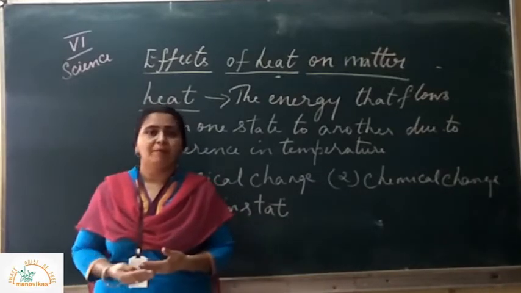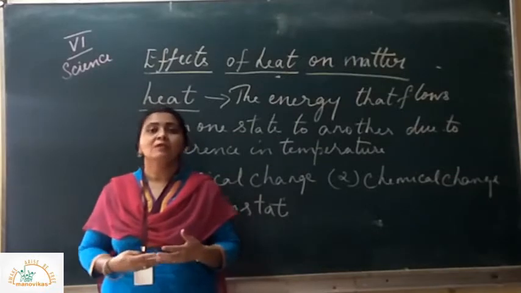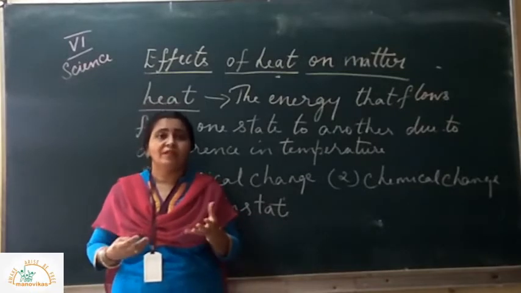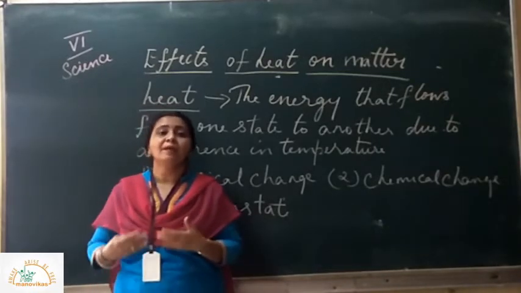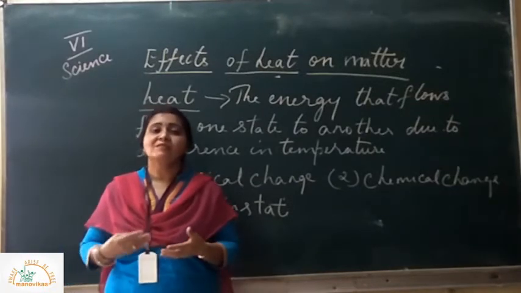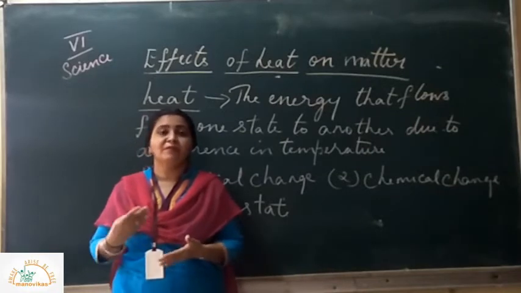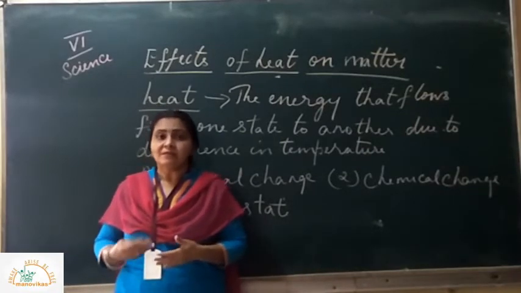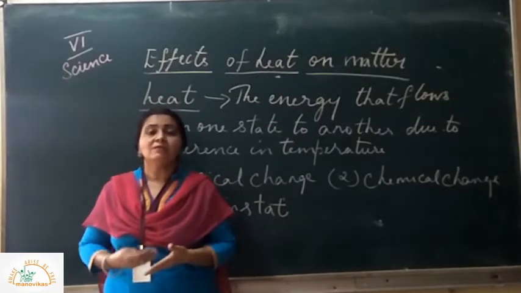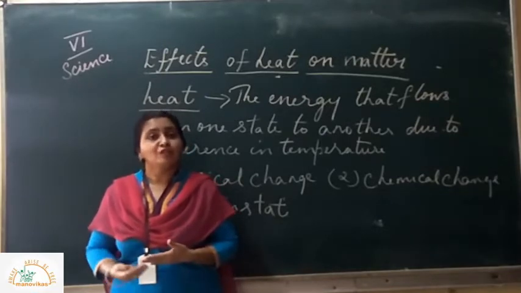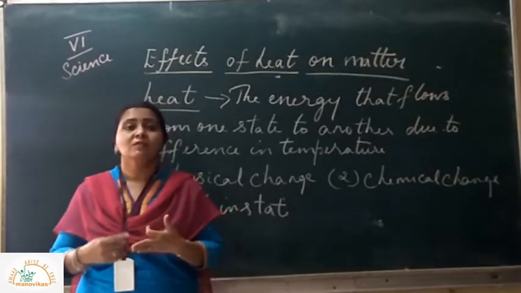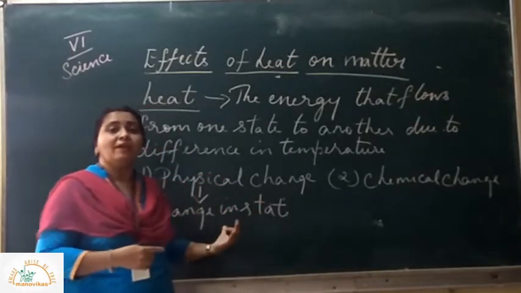So here, in change in state, random movement of the particles usually takes place more when the particles are heated. When the particles are heated, what happens? Random movement of particles takes place. And due to this random movement, the temperature also increases. As a result of this, the state of matter changes, and the arrangement of the particles also changes. So these are the three things that happen in change in state.